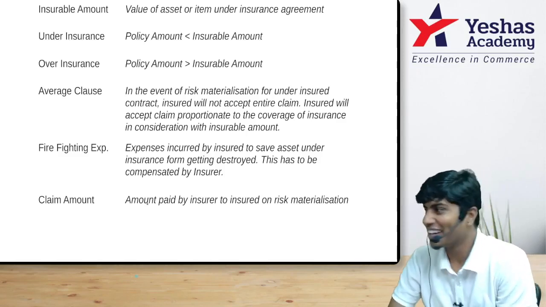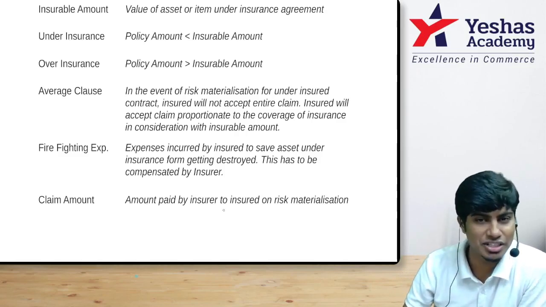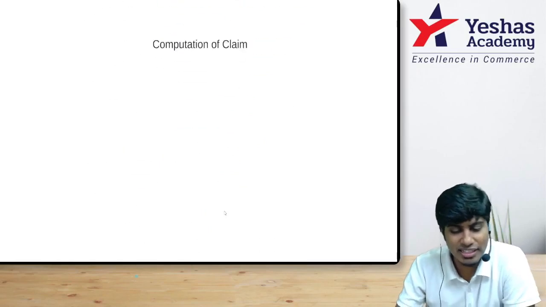Okay. Then claim amount. What is claim amount? The amount paid by the insurer to the insured on risk materialization. Do you get this? That's it. So these are the terms that you should know.